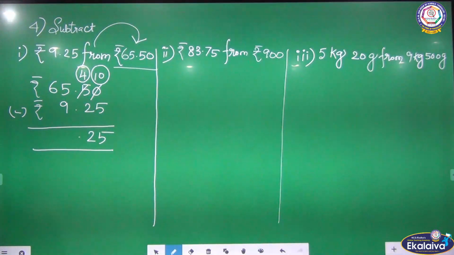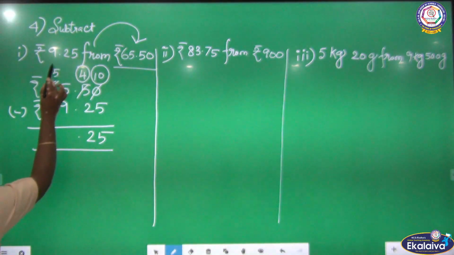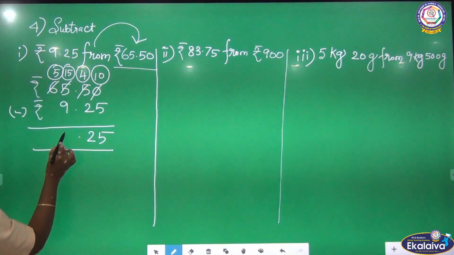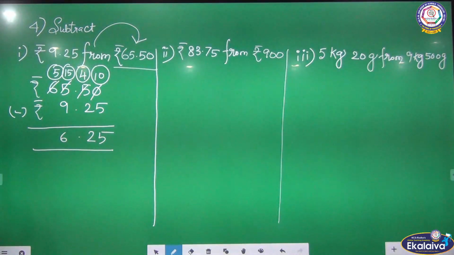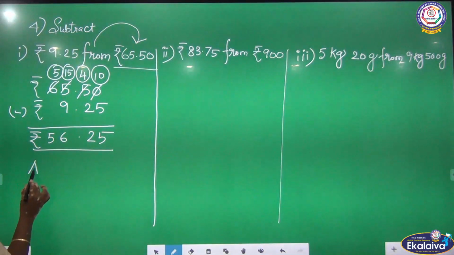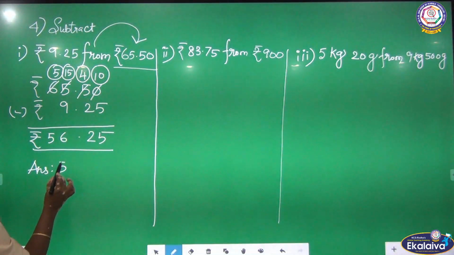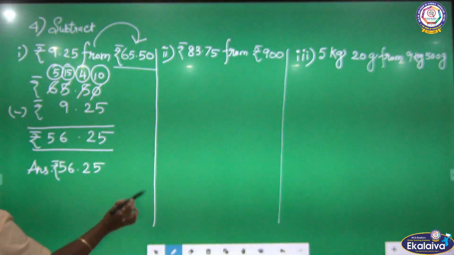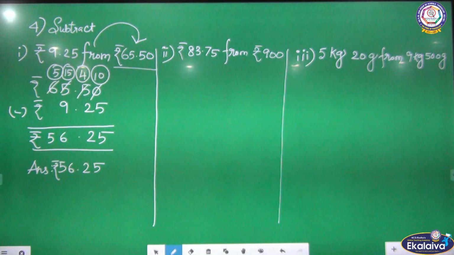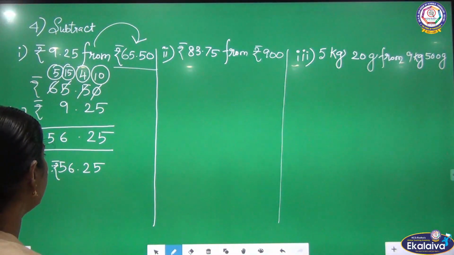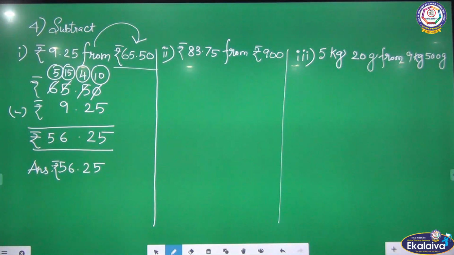Again, 5 minus 9, I am not able to subtract. So borrow here. 5 and 15, so 15 minus 9 is 6. And drag this 5 down. So my answer is, write the rupee symbol, 56 point, that is 56 rupees 25 paise. When I am saying this in rupees, how can I say that? 56 rupees 25 paise. Can you clear this, children? Shall I move on to the next one?